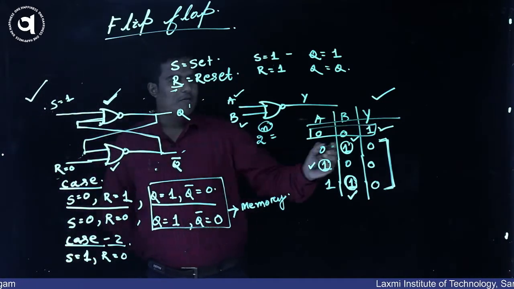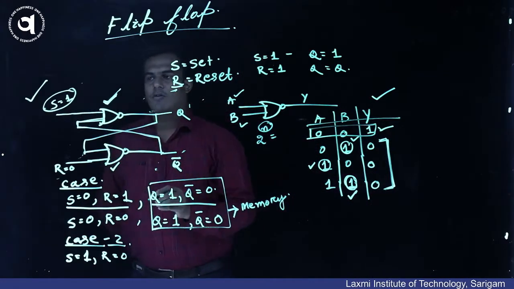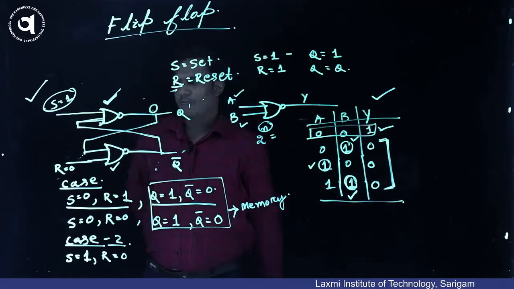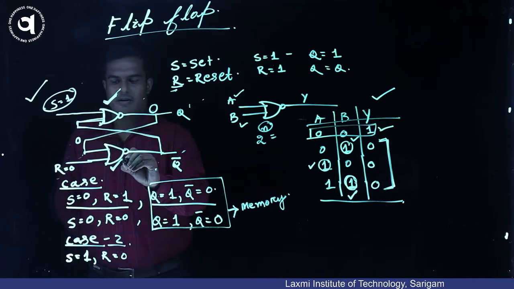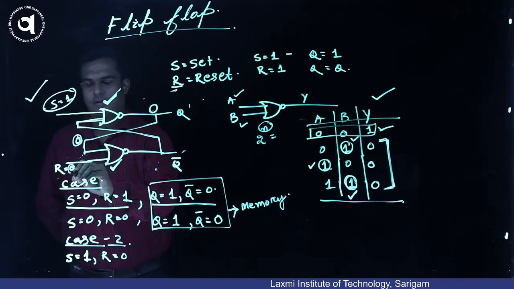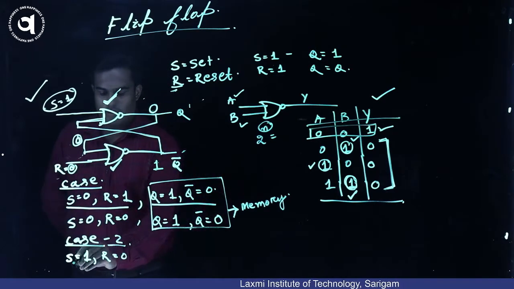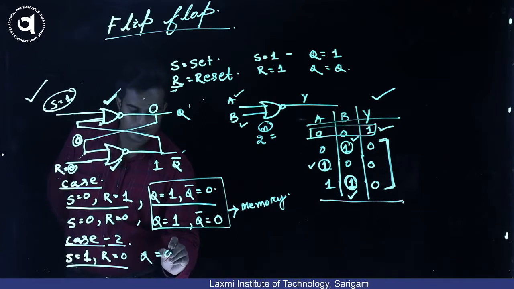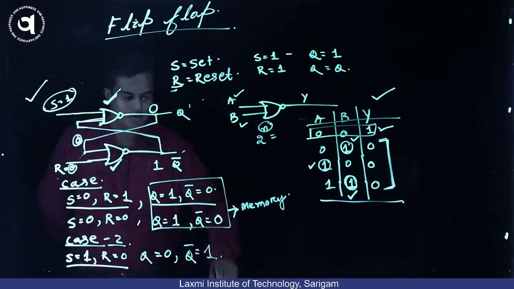So a similar table we will follow: if any of the inputs equals 1, it will produce output equal to 0. Now the input to this NOR gate is 0 and 0, so it will produce output equal to 1. So when S is equal to 1 and R equals 0, we are getting output Q equal to 0 and Q bar equal to 1.